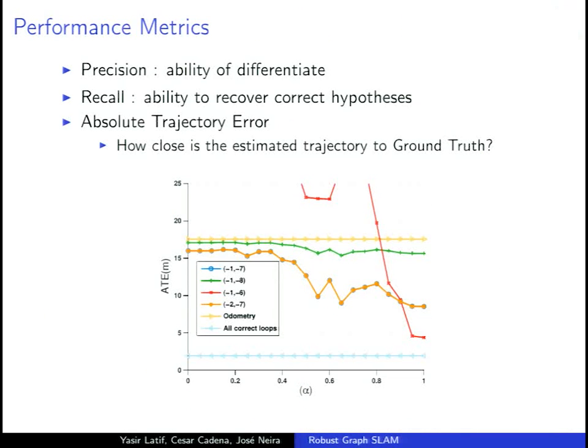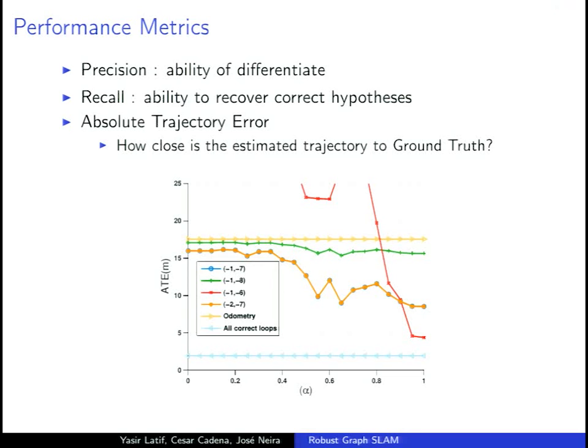So for example, precision, which is the ability to differentiate between correct and incorrect loop closures. Your recall, which tells you how many of the correct loop closures you have recovered, and the absolute trajectory error, which in a way tells you the relative importance of the loop closures that you have recovered. And we also propose plotting this something like this.